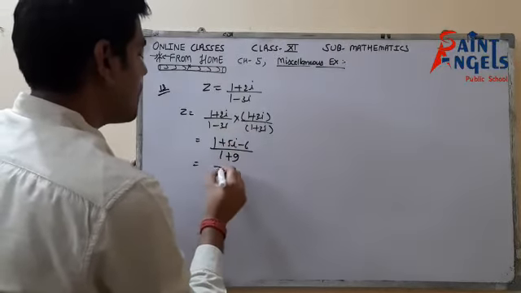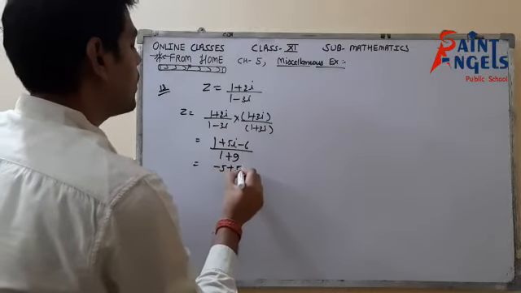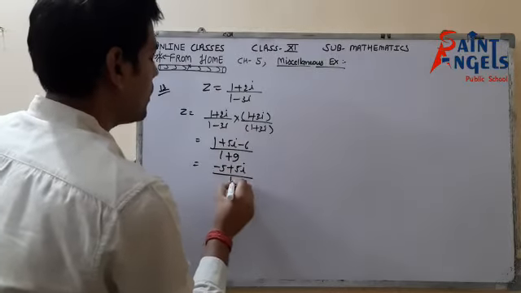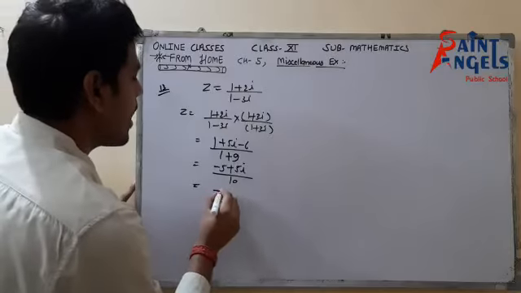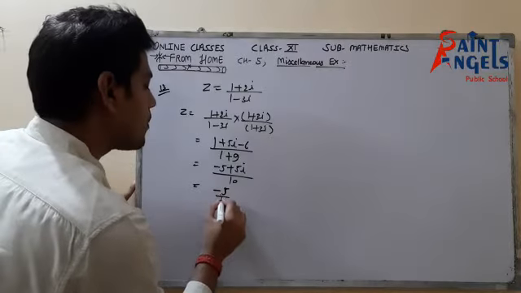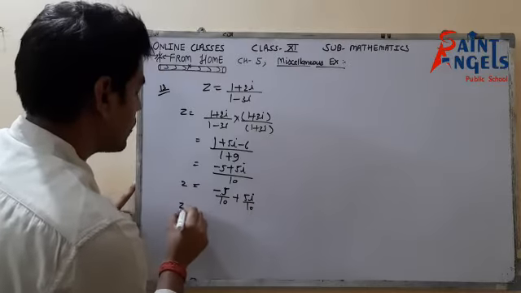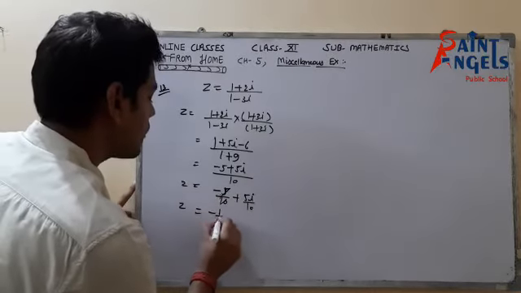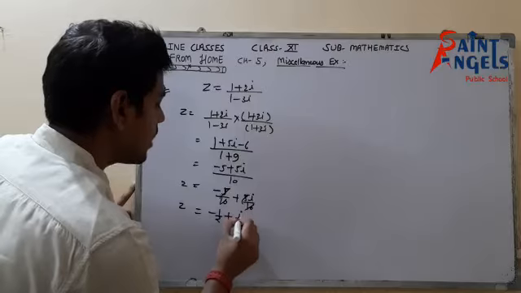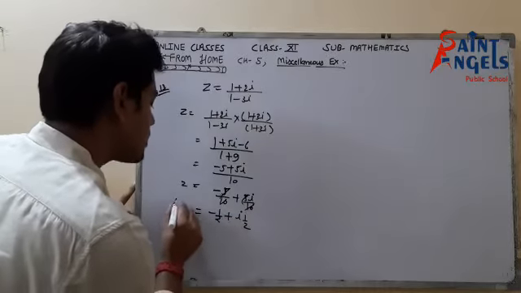So it is minus 5 plus 5 iota upon 10. So it is minus 5 upon 10 plus 5 iota upon 10. So z equals minus 1 upon 2 plus iota upon 2. This is the standard form.